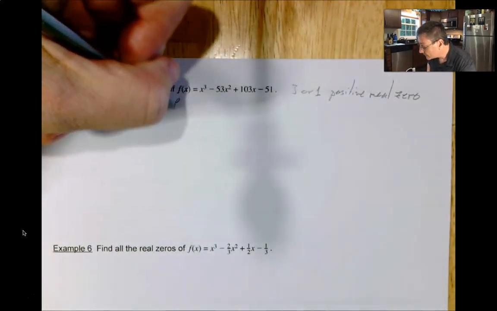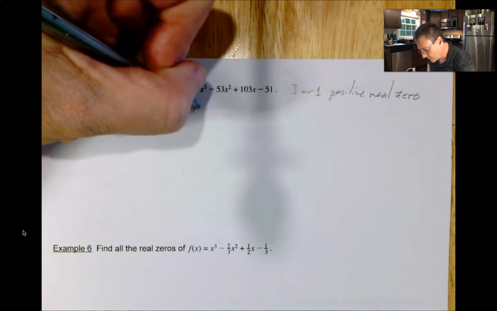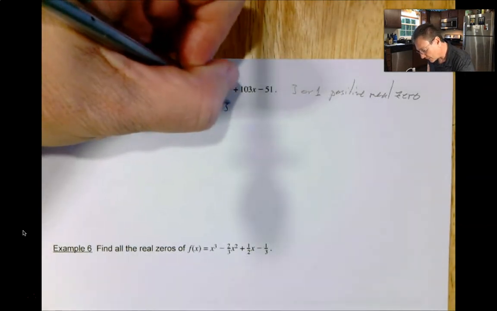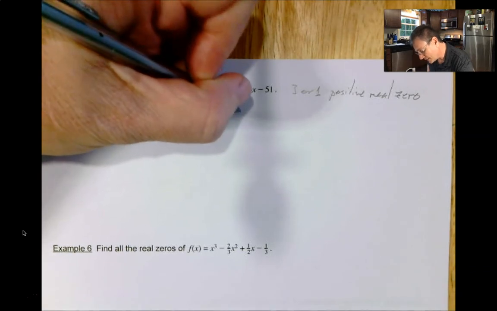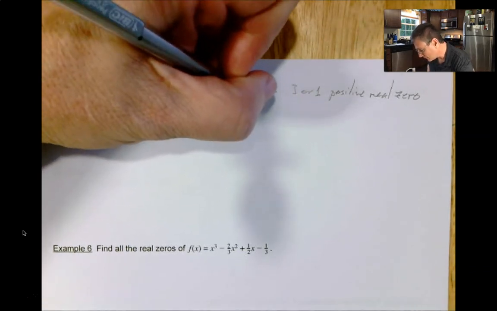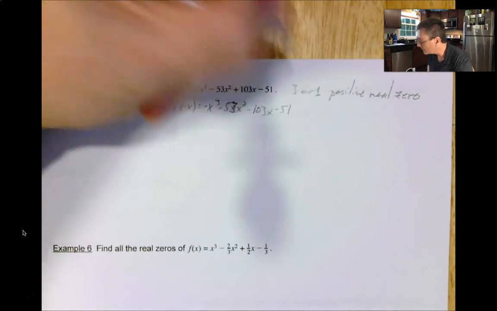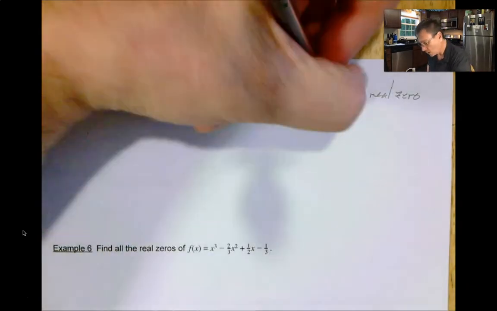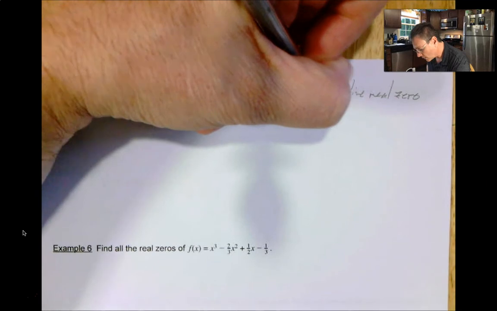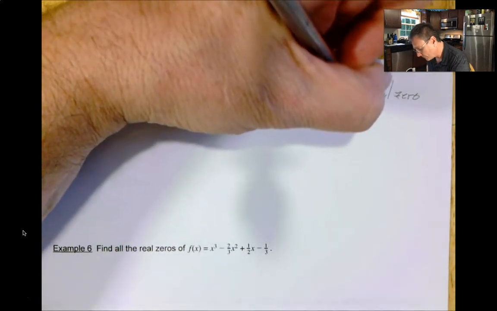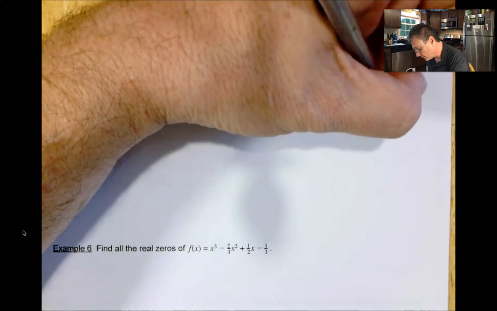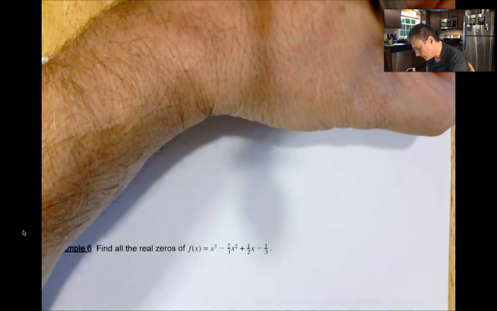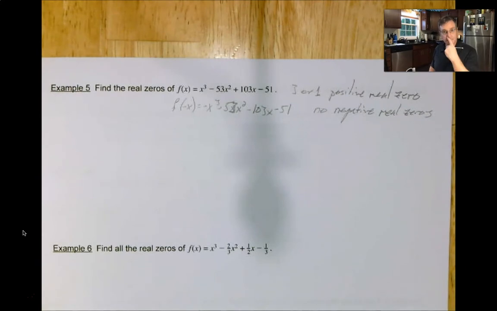F of negative x is negative x cubed minus 5x, 53 x squared minus 103x minus 51. No sign changes, so there are no negative real zeros. So that's going to help us with our list. Our list is going to be much smaller now, half the size.